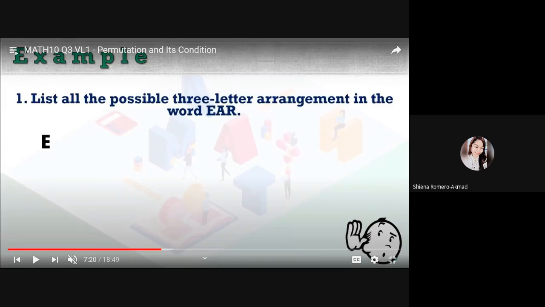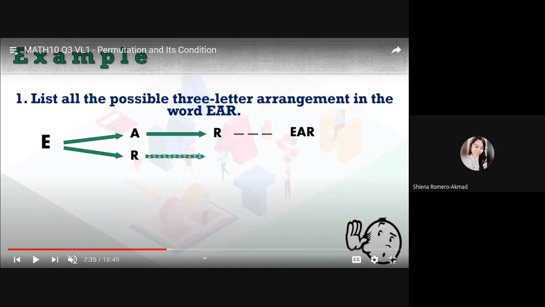If I start with the letter E, of course, before I start, since there are three letters, there are three positions, three places. So in the first position, for example, I chose E from the three letters. If I chose E, of course, there are only two letters left for the second position. Now, for the third position, if I chose A, the only remaining letter is R. And it gives me an arrangement EAR.